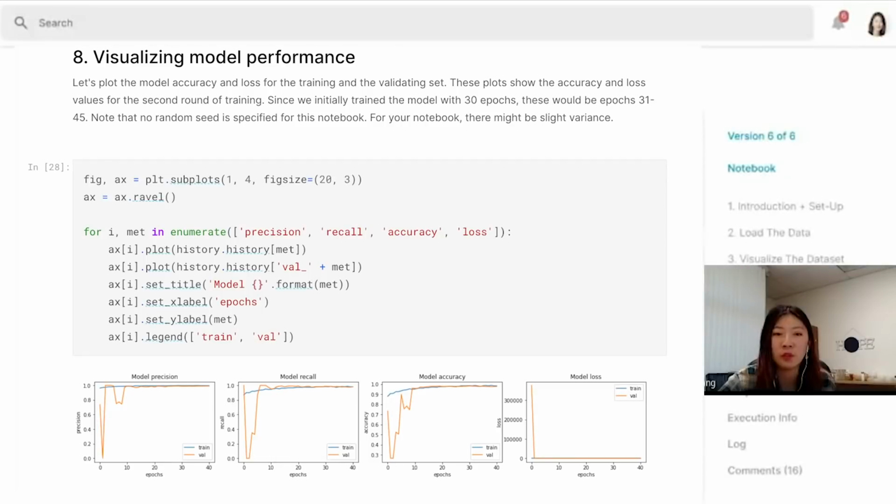So that's pretty good. An important thing to visualize is the performance of the model: how precise it is over time, how good the recall is over time, and the accuracy and the loss. These are all good things to graph and visualize to make sure that you're not going past the convergence point, or that you're using a reasonable learning rate for your model.